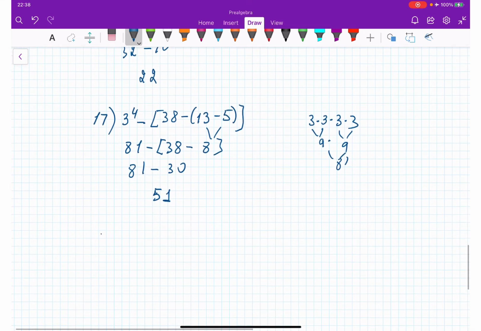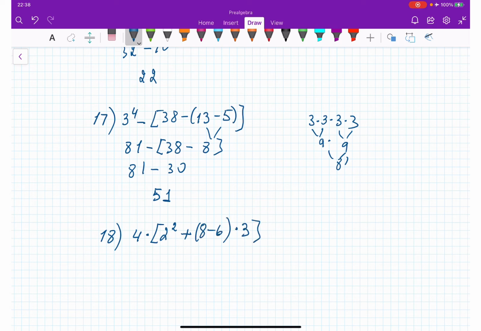18. It's going to be 4 times 2 squared plus 8 minus 6 times 3 and minus 10 multiplied by 3.